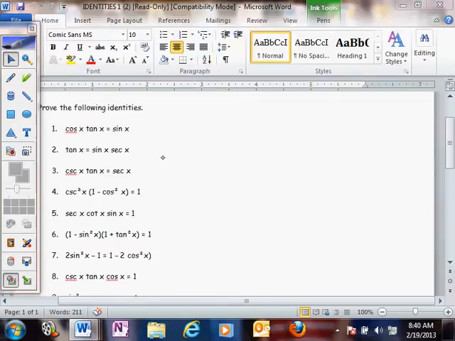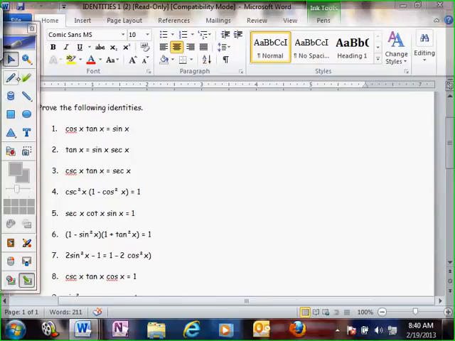Okay, let's do a couple of examples. Let's look at this first one. We have number 1: cosine x times tangent x is equal to sine x. And so using the note card with the strategies, here's how I would approach this problem.